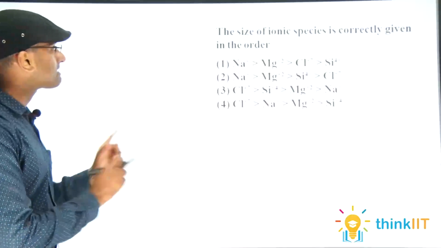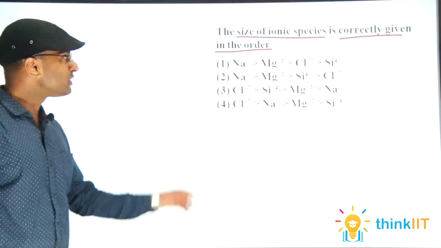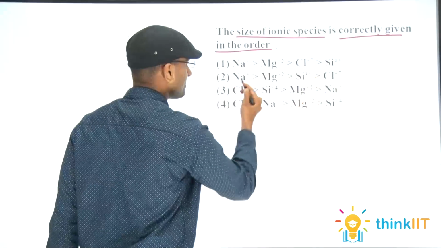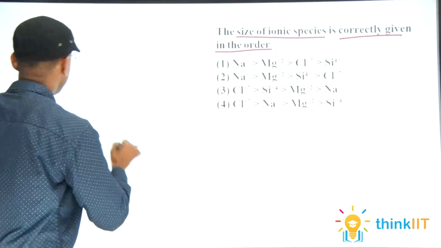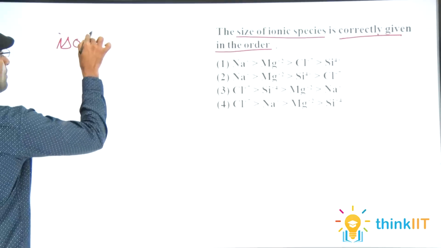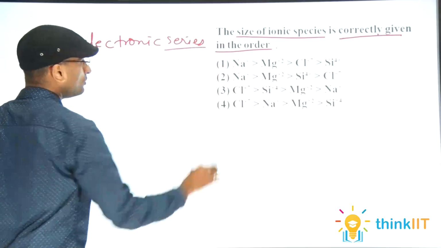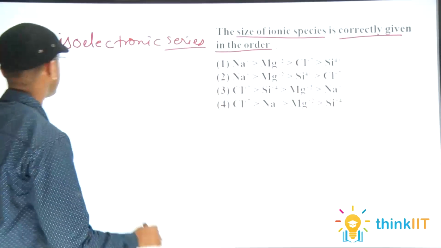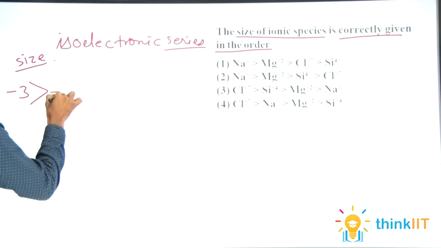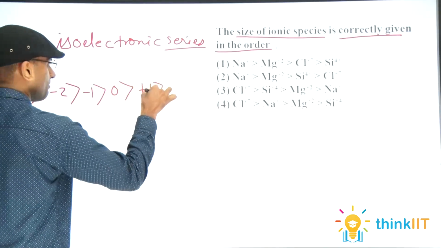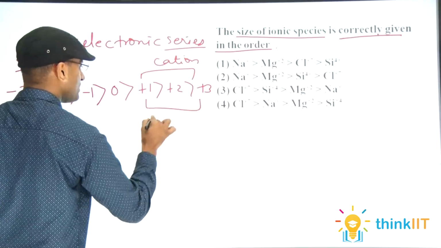Next question is asking that the size of ionic species is correctly given in the order. You can see here in all the options a positive charge is given. Only the positive charge is given here. Got it? So if we have an isoelectronic series, though the question is based on the positive charge, I may write here that the order of the size will be such that -3 has the maximum size, then -2, then -1, then 0, +1, +2, and +3. For cations, the size will be minimum.